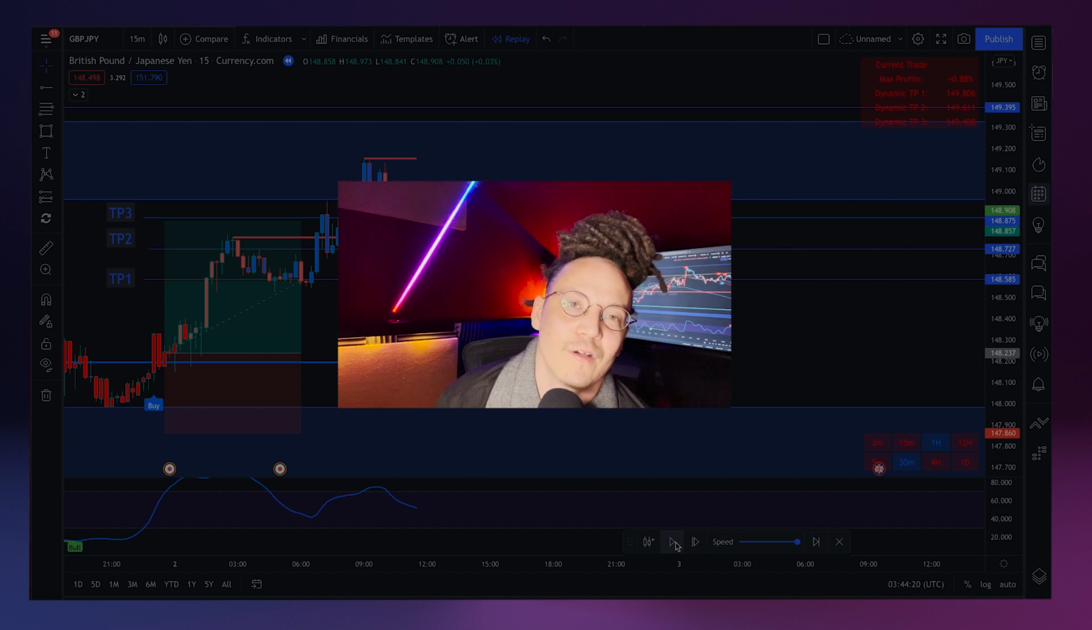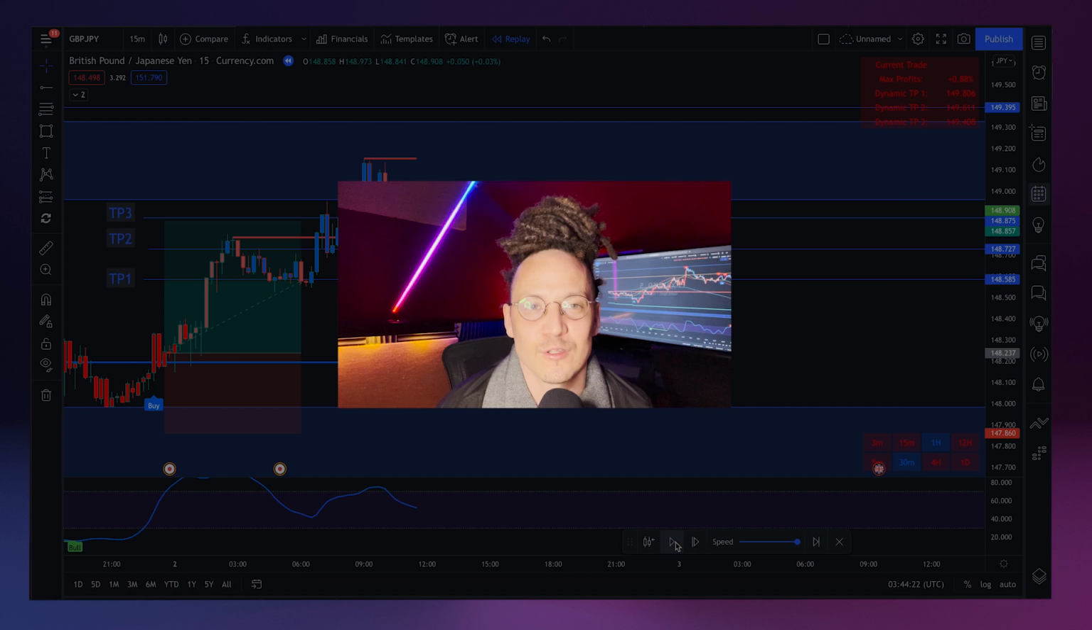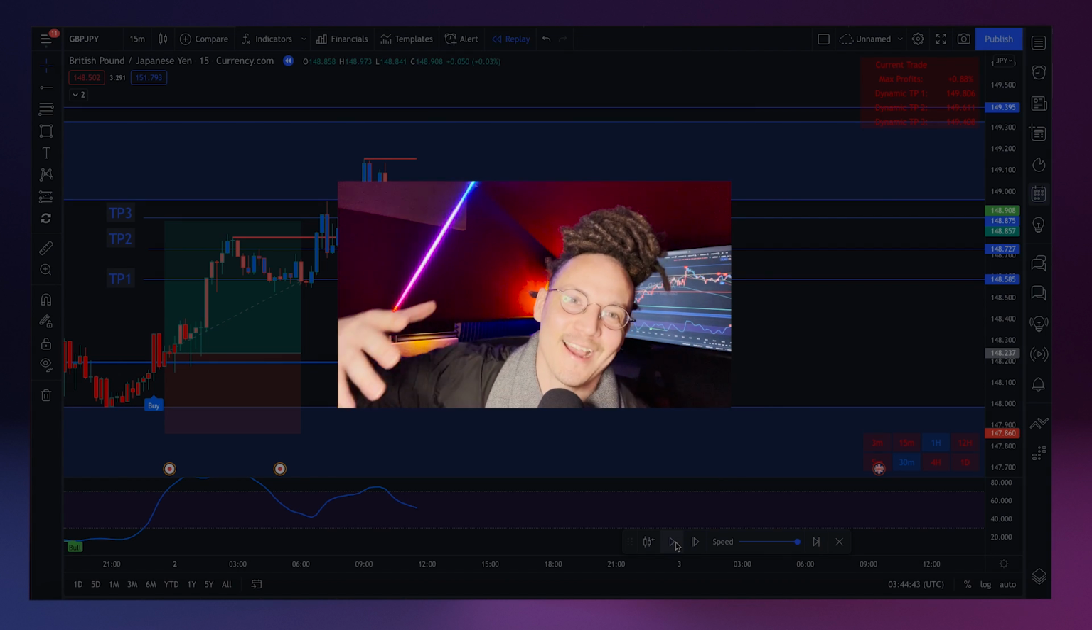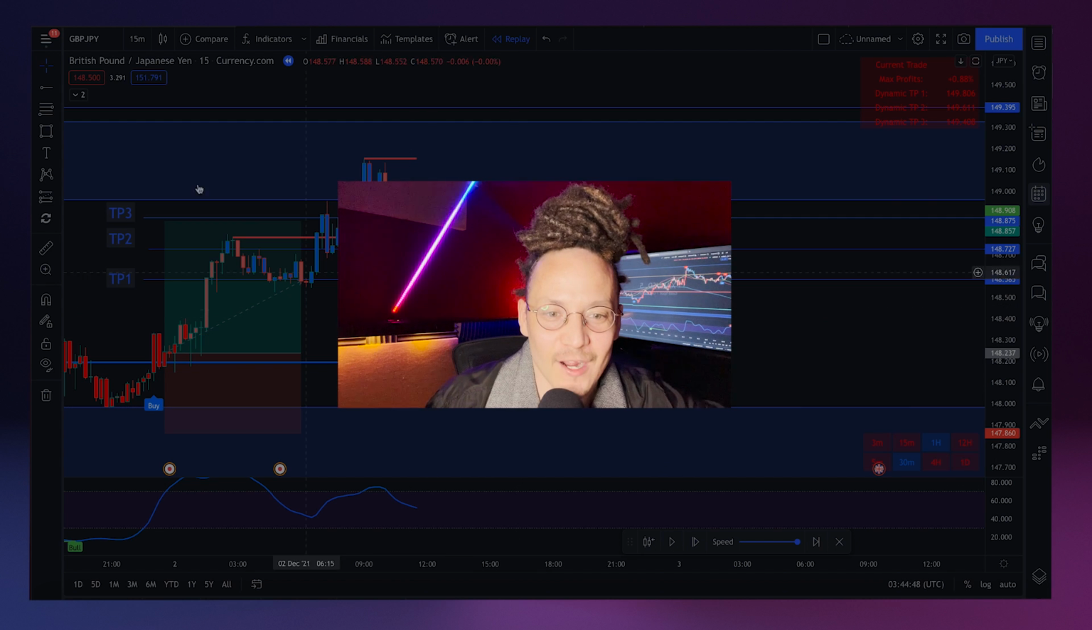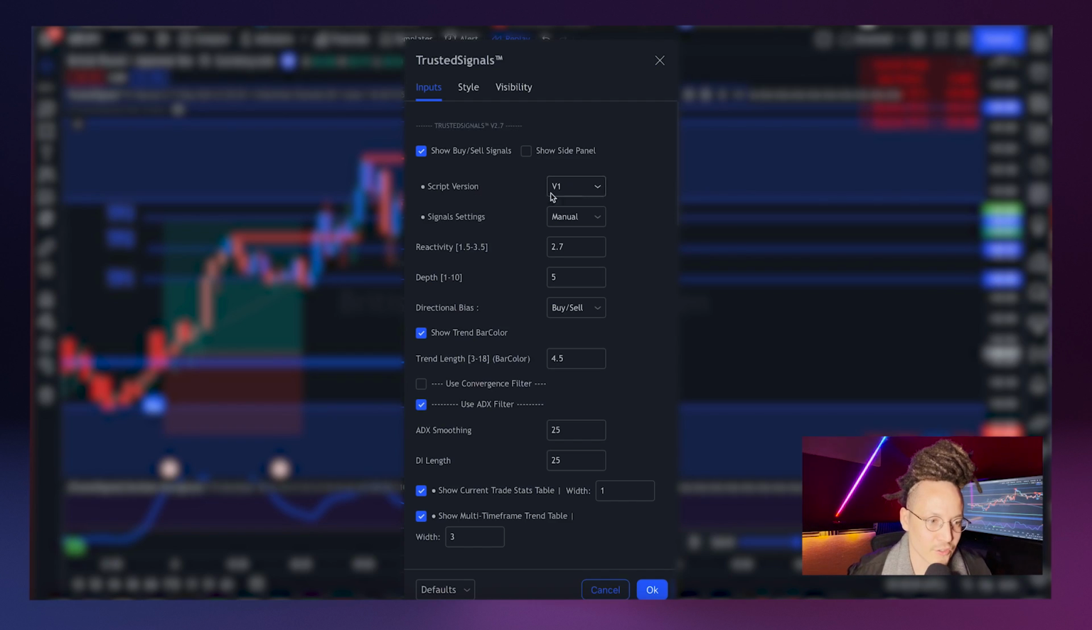Which settings have I found for GJ that is the absolute secret? It's not a secret. I'm actually going to give it to you right here, right now. So opening up the settings. First things first, I have the script version V1 for GJ. The signal settings I have on manual, the reactivity at 2.7, and the depth I have at 5.